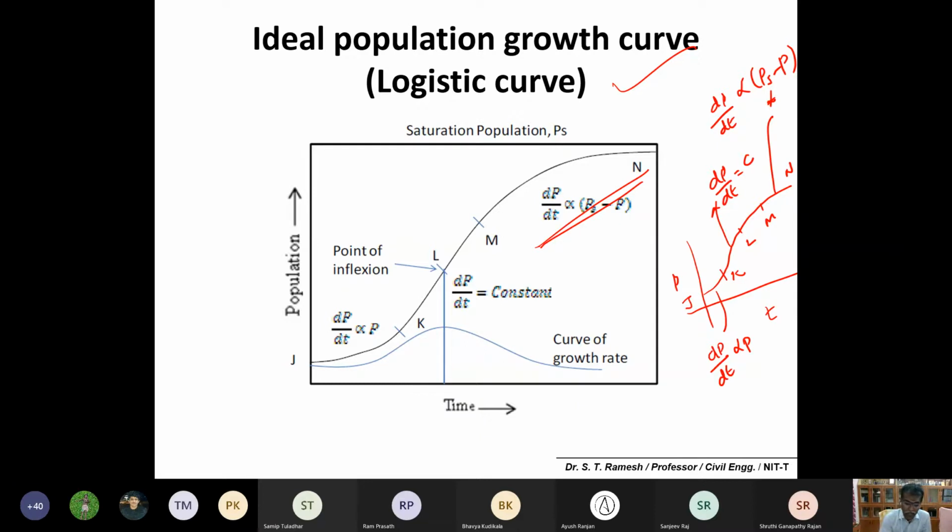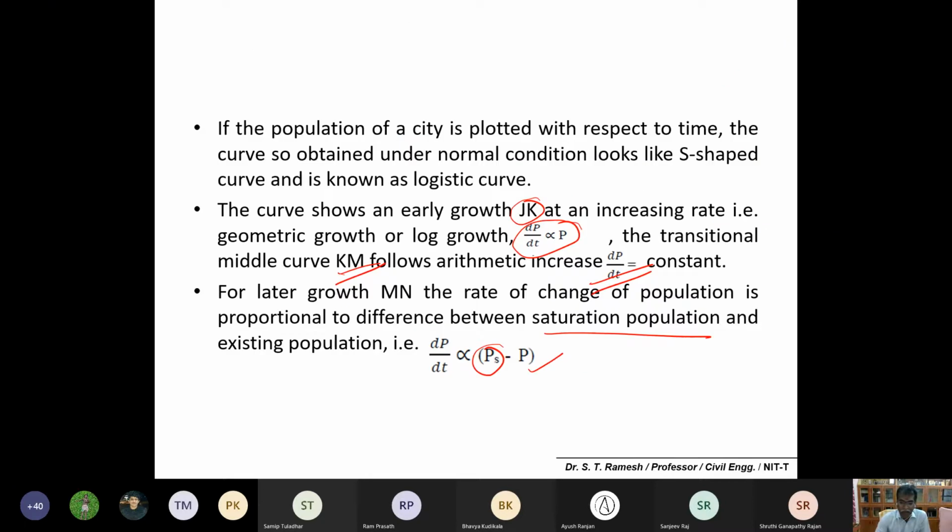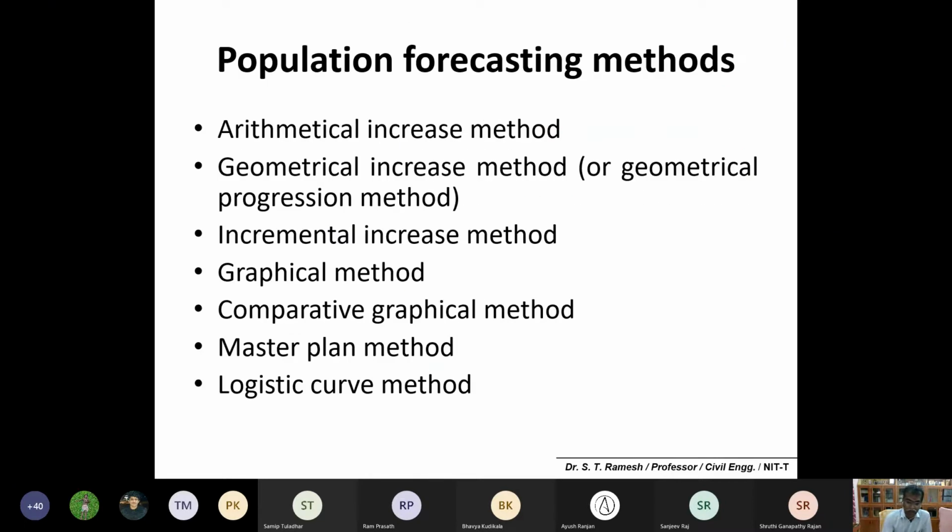The L point is the middle of the curve, which we'll discuss later. Remember, the typical logistic curve follows an S pattern, like this. This is what we have discussed, and there are five or six different methods to estimate the population.